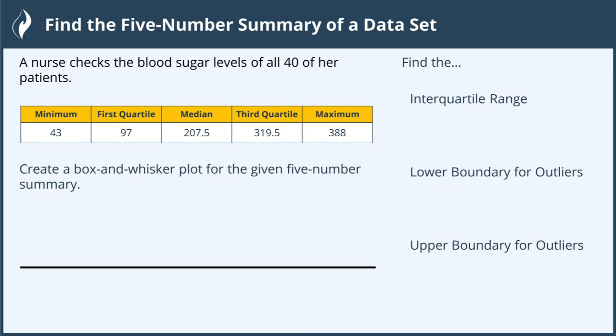We want to create a box and whisker plot for the given 5-number summary, which is not bad because a box and whisker plot basically consists of a 5-number summary. Now, we're given this number line here, but there are no values along it. And in order to do this accurately, we need like a scale. So my minimum value is 43. It goes all the way up to 388.